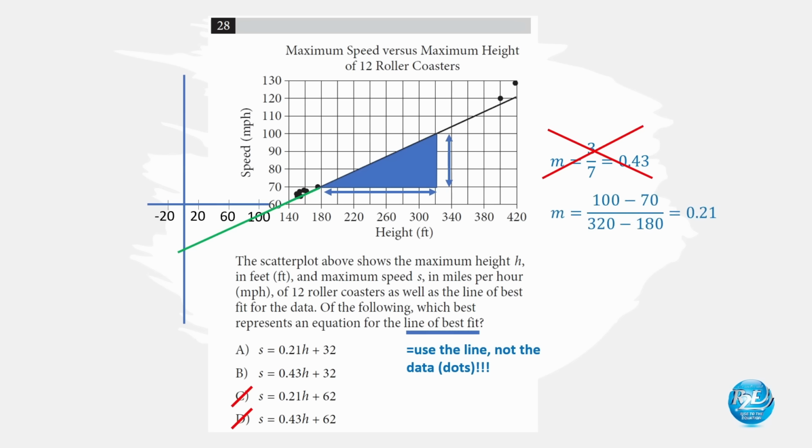Instead, we need to do the difference in y values, which is 100 minus 70, divided by the difference in x values, which is 320 minus 180. That gives us 0.21, which is the correct slope. So the answer is A. Circle it and move on.